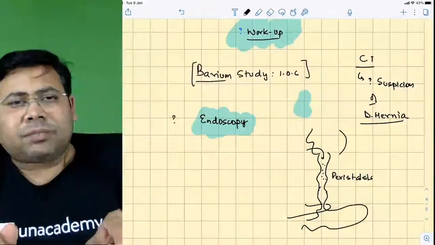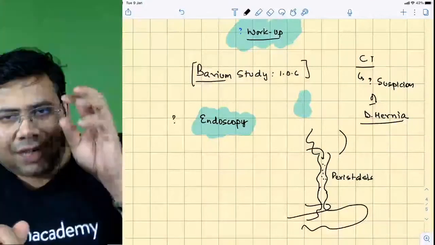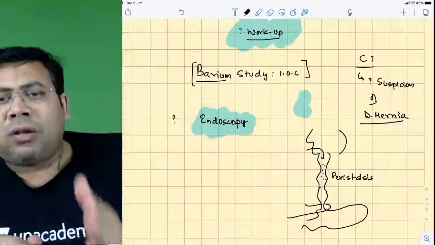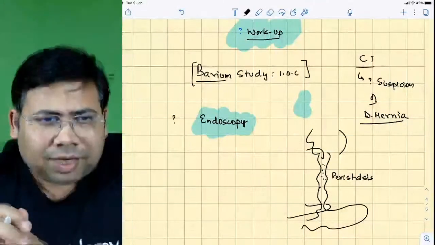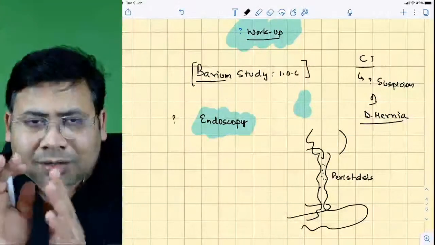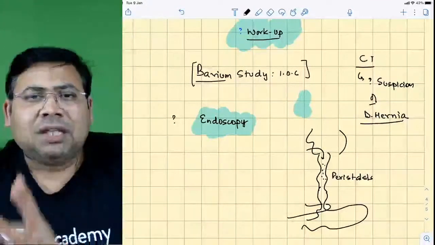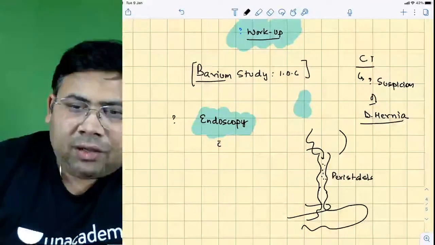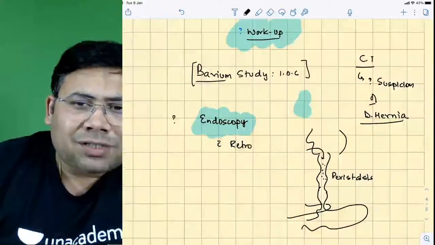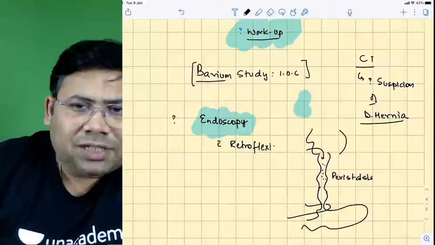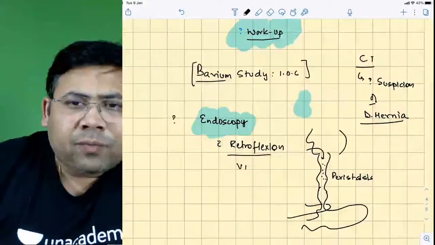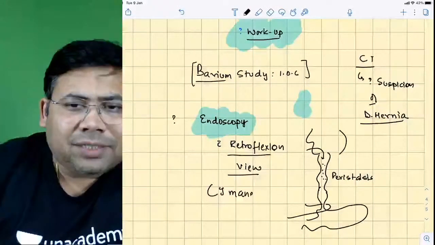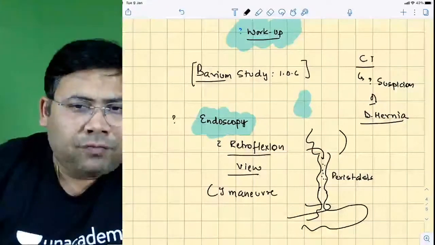So many a times the diagnosis of sliding hernia is missed on barium esophagogram. Are you getting or no? So for suspected sliding hernias where the barium study is normal, you go for upper GI endoscopy with retroflexion view. What is this retroflexion view? Have you ever seen this retroflexion view? In our layman's language, we say a J maneuver.